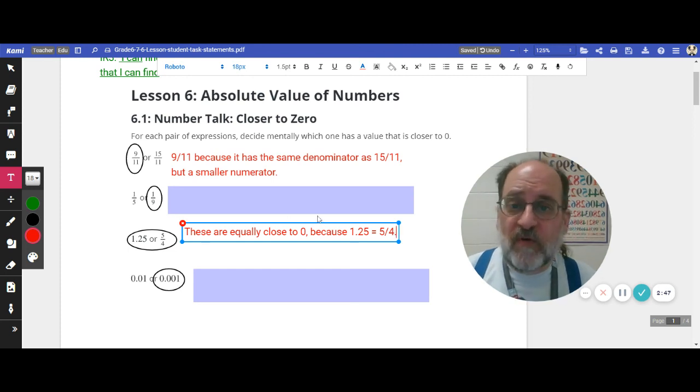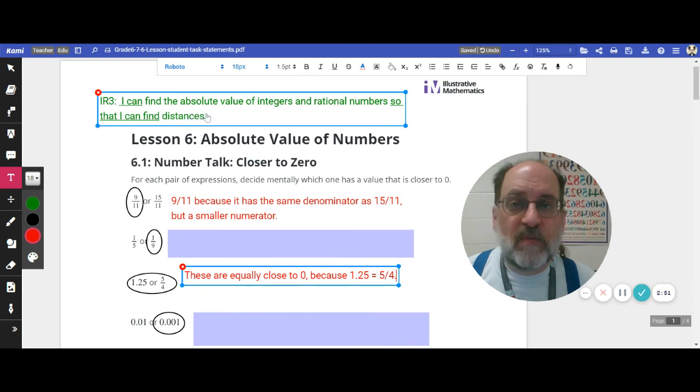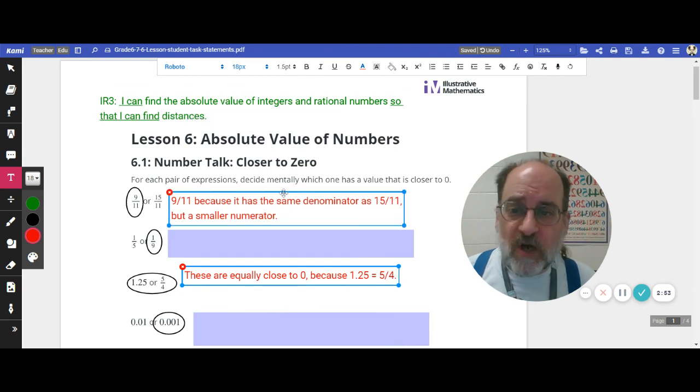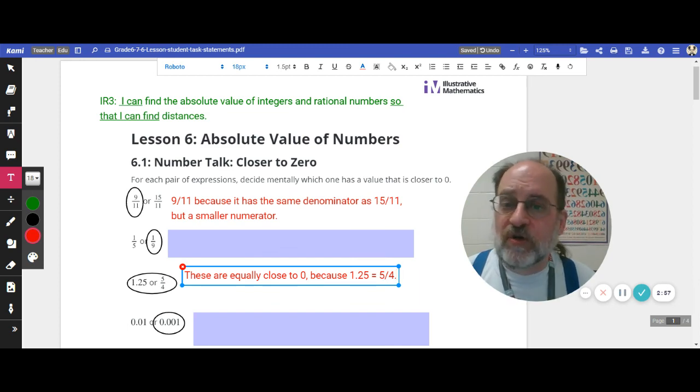All right, so notice what we're focusing on here. I said in our standard we'd be talking about distances. We are talking about distances. We're trying to figure out which values are closer to 0.